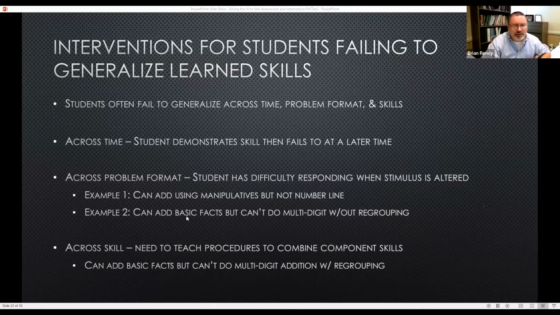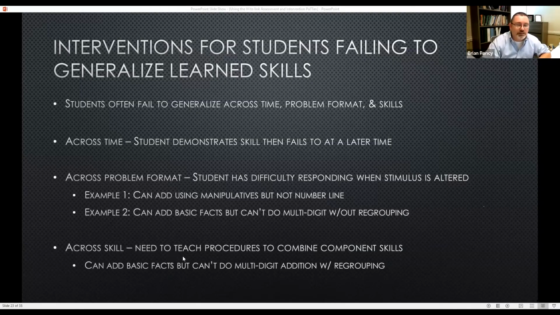Same with, if a kid can add basic math facts, but the first time you show him a 3 by 3, even if it's without regrouping, they have to know to do column addition. And so you may have to show them that. Usually those types of things generalize, sometimes they don't.